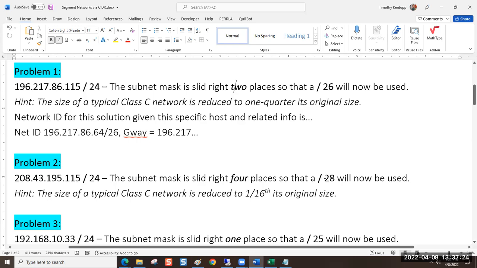So now that we have a /28, the size of a typical Class C network is reduced. Well, if I have 16 of those, if I take an original one and I break it into 16, 2 to the 4th is 16, that means each of the smaller networks is 1/16 its original size. Does everybody understand what I'm saying?